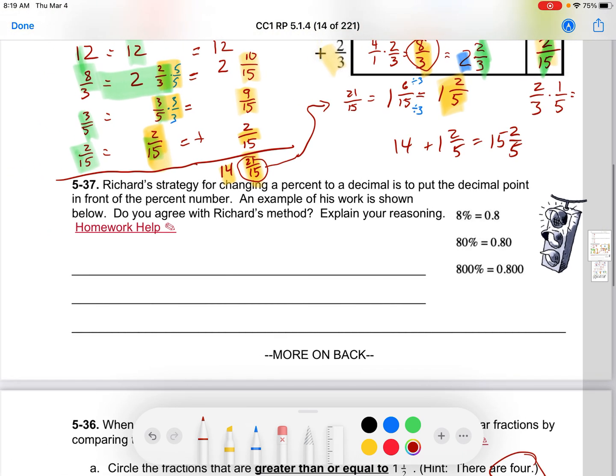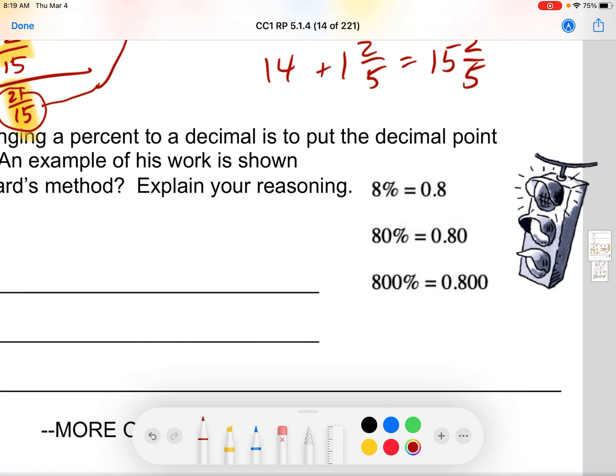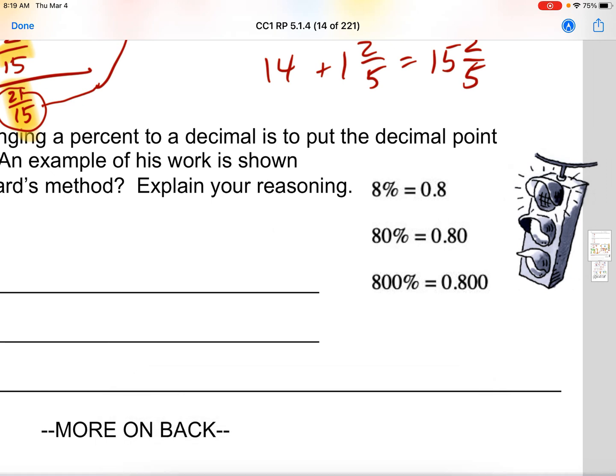All right, 37. Richard's strategy for changing a percent to a decimal is to put the decimal point in front of a percent number. An example of his work is shown below. Do you agree with Richard's method? Okay, so when he sees 8%, he says, boy, if it's 8%, that's 0.8. If he sees 80%, it must be 0.8. And if he sees 800%, that must be 0.800, right?